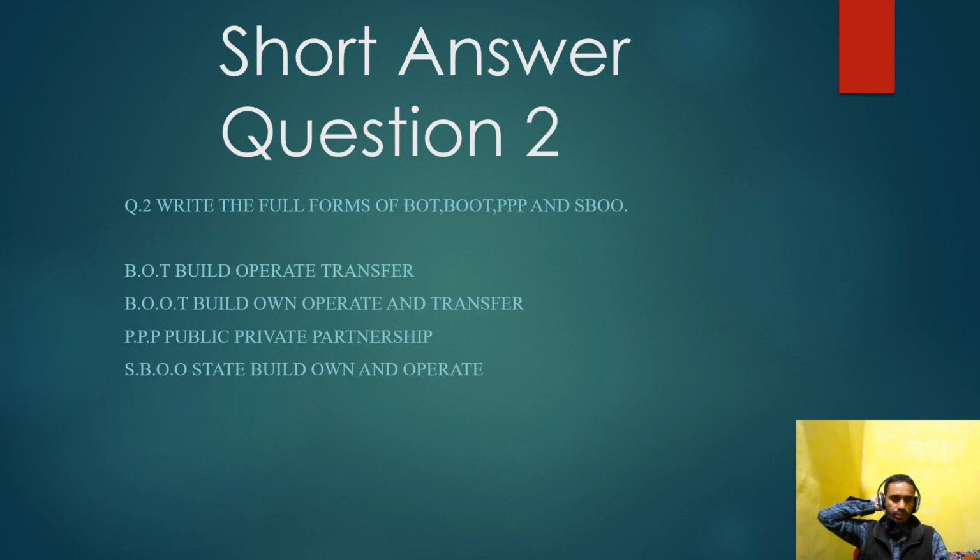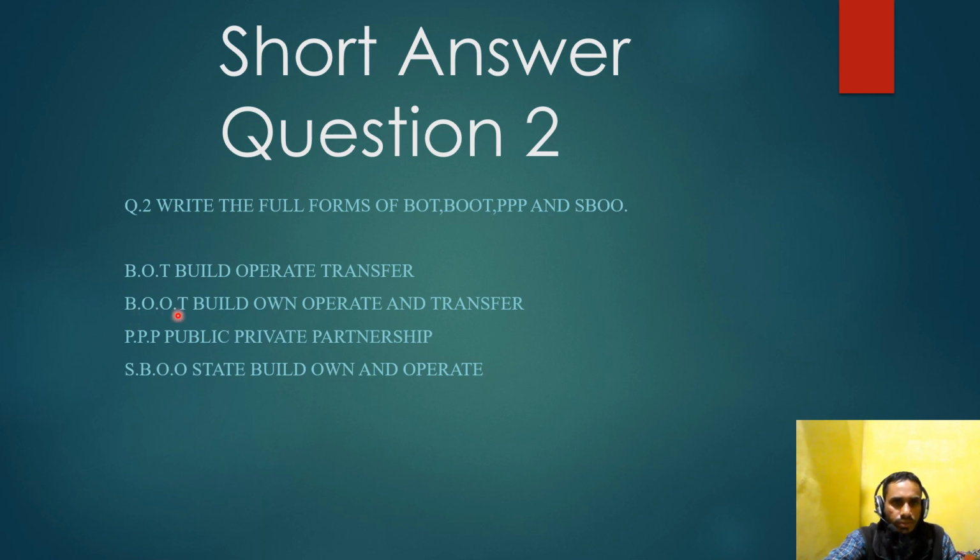Coming to the second question, I have given you a question regarding the abbreviations and their full forms. So you need to write the full form of BOT, BOOT, PPP, and SBOO. So BOT stands for build, operate, and transfer. I'm sorry, I have forgotten to mention BOT over here, so you can just make a note of it. BOT stands for build, operate, and transfer, or it could also mean build, operate, transfer. Even that is correct.